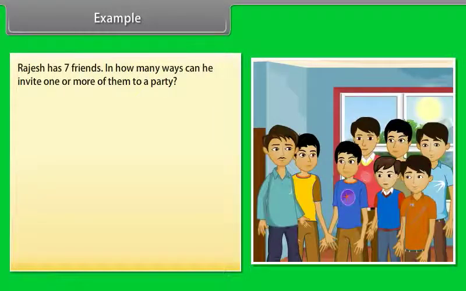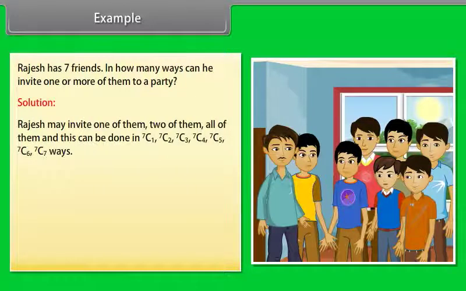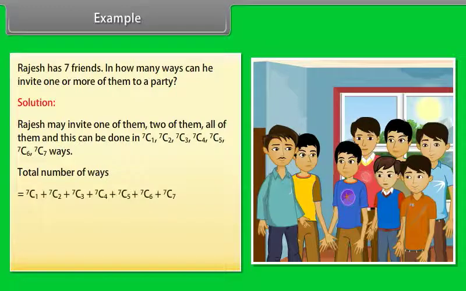Rajesh has 7 friends. In how many ways can he invite one or more of them to a party? Solution. Rajesh may invite one of them, two of them, all of them, and this can be done in 7C1, 7C2, 7C3, 7C4, 7C5, 7C6, 7C7 ways. Total number of ways is equal to 7C1 plus 7C2 plus 7C3 plus 7C4 plus 7C5 plus 7C6 plus 7C7, which is equal to 7 plus 21 plus 35 plus 35 plus 21 plus 7 plus 1, which is equal to 127.